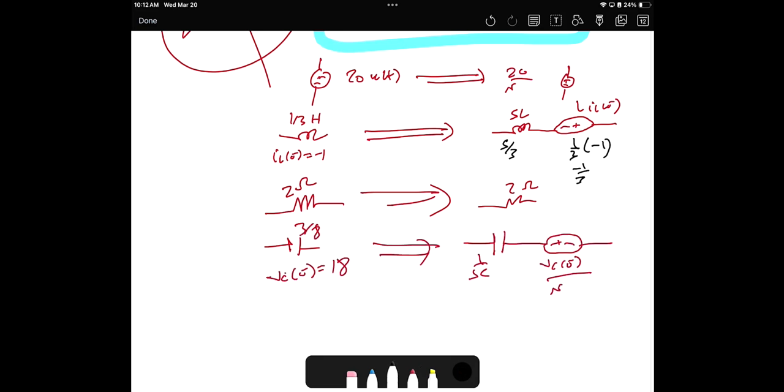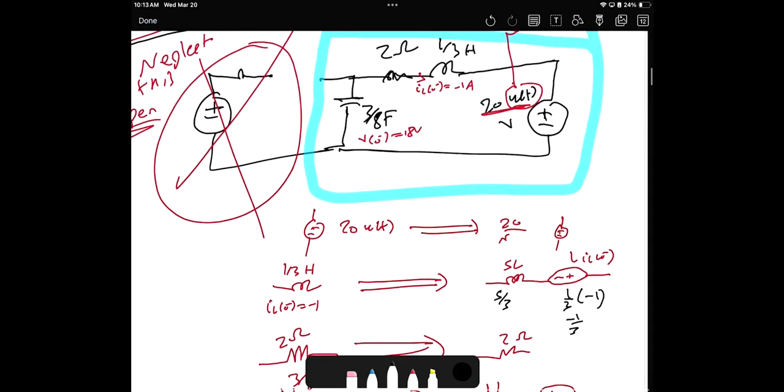Now let's substitute the values. C is 3 over 8, therefore 1 over 3 over 8 will be 8 over 3, so it will be 8 over 3S. Then what will happen to the source? Vs is equal to 18 over S. Okay? Now I did the conversion for all of the elements. We have 4 elements, 1, 2, 3, 4.